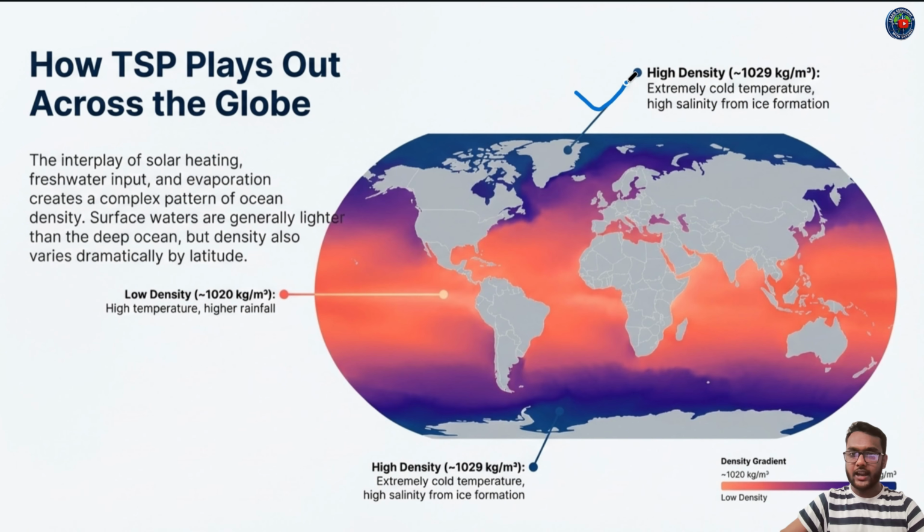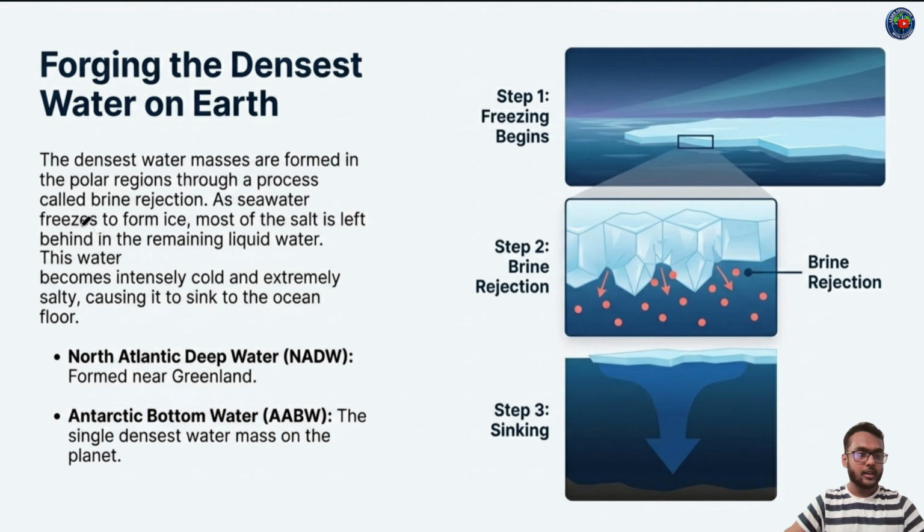For example, in polar regions, extremely cold temperature and high salinity from ice formation give high density, that is 1029 kilograms per meter cube. On the other hand, in the equatorial regions, high temperature and high rainfall give low density, in the ocean surface, that is 1020 kilograms per meter cube.